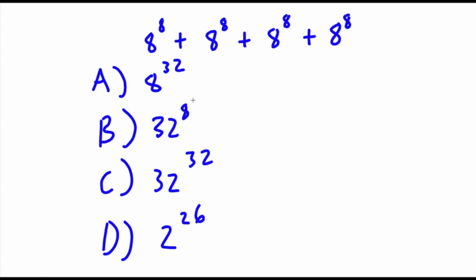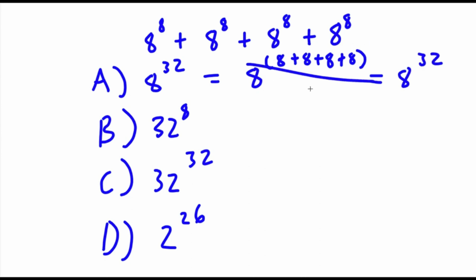Alright, so to solve this problem, let's first go through all the answer choices, starting with A. How they got A was they kept the base the same, so they did 8 to the power of, then they added all the exponents, so 8 plus 8 plus 8 plus 8. And this is equal to 8 to the power of 8 plus 8 is 16, 16 plus 8 is 24, 24 plus 8 is 32. And this method is actually wrong. You can't add exponents like that.